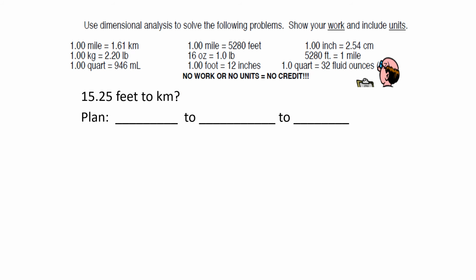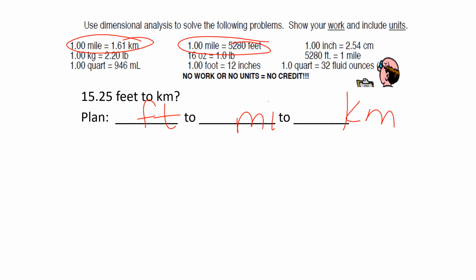All right, let's do this one. 15.25 feet to kilometers. So I look and I see that I have a conversion trying to go from feet to kilometers. I see I have a feet to mile, and I have a mile to kilometer. So my plan of attack is I'll start with my feet, and I'll go to my mile first. Then I'll have to go to kilometer.